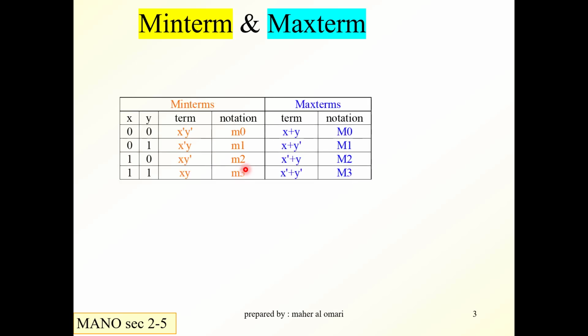Comparison between minterms and max terms. As we said, x and y are the two variables. These are the different combinations that the variables have. Okay, the first product term is x bar, y bar, and this is called minterm 0, and it is noted as m0, small m0. And as a max term, this is x or y as a max term. This is a sum term that is a max term, and it is noted as capital M0.